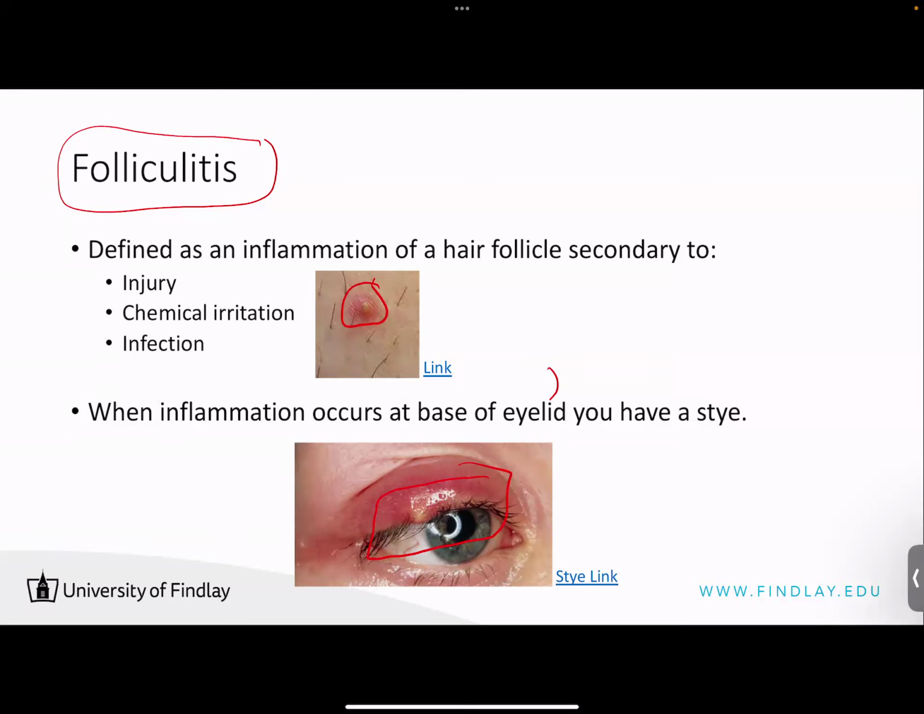When this particular scenario happens at the base of the eyelid, where the eyelash comes into the eyelid, we call this a sty. Very uncomfortable, very unsightly. It can be painful as well. Okay.